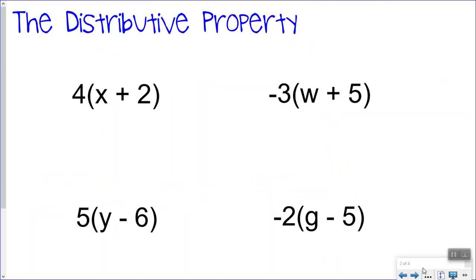This also works when we have variables inside the parentheses. So we're going to do the same thing. 4 times x is 4x. Then we do the second multiplication problem. 4 times positive 2 is positive 8. These are not like terms, so I can't combine them. So this is actually my final answer for this problem.